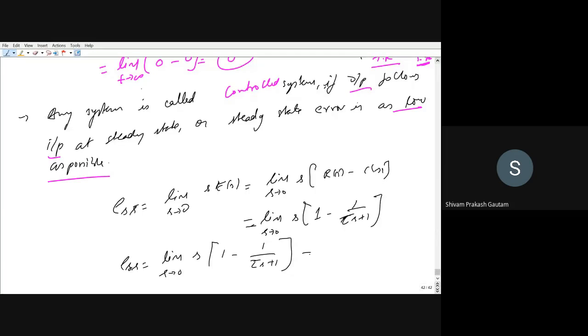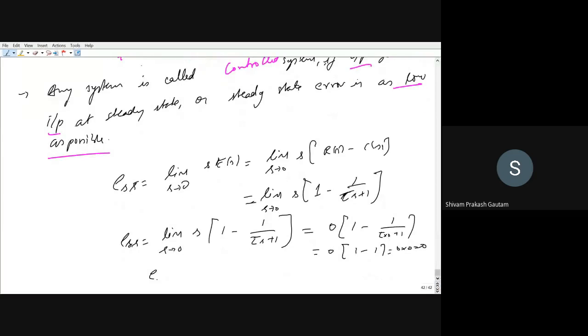So this will be equal to how much? If you put limit s tends to 0, then it will be 0 multiplied by 1 minus 1 upon tau into 0 plus 1. So this will be equal to 0 multiplied by 1 minus 1. This will be equal to 0 into 0. So this will be equal to 0.